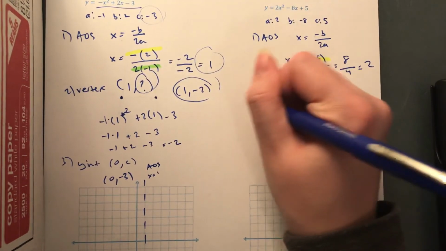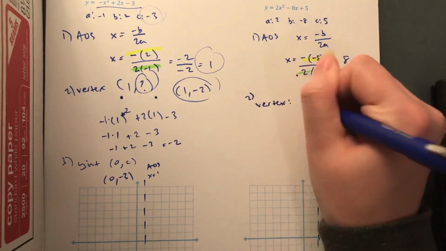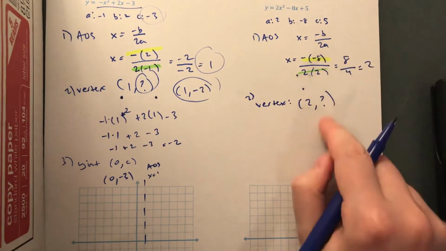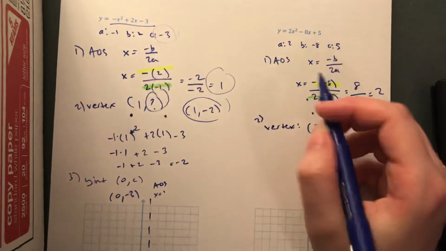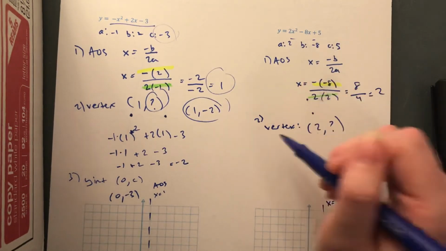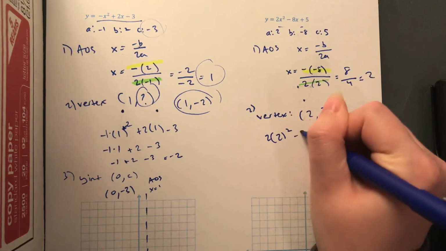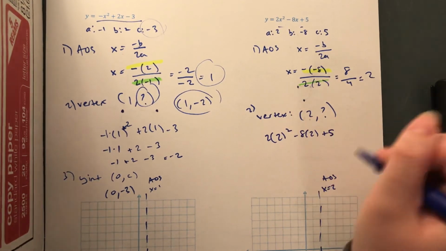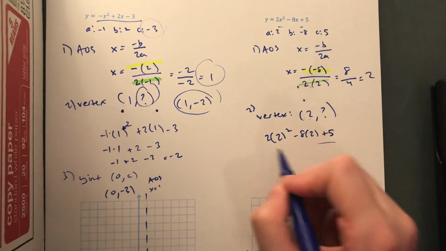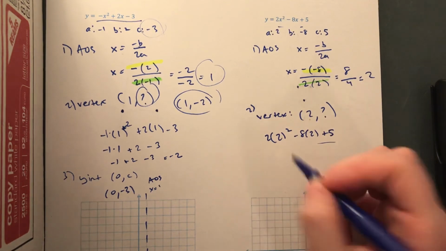So my vertex is step 2. My vertex is 2 something. So we got to plug in to find that something. So we're going to replace x with 2. So 2 parentheses 2 squared minus 8 times 2 plus 5. Again, go to Desmos. Type this whole thing in. You'll get the answer. I'm going to do it by hand.